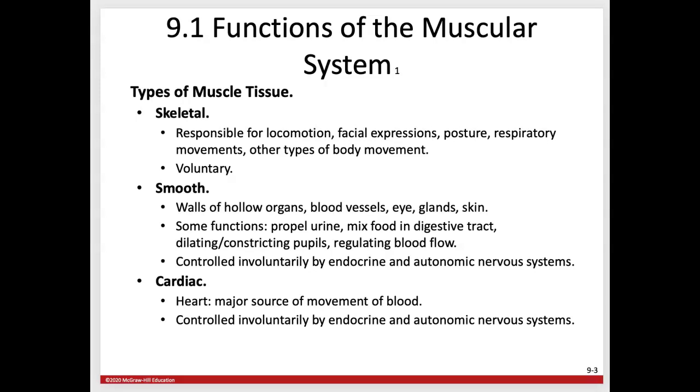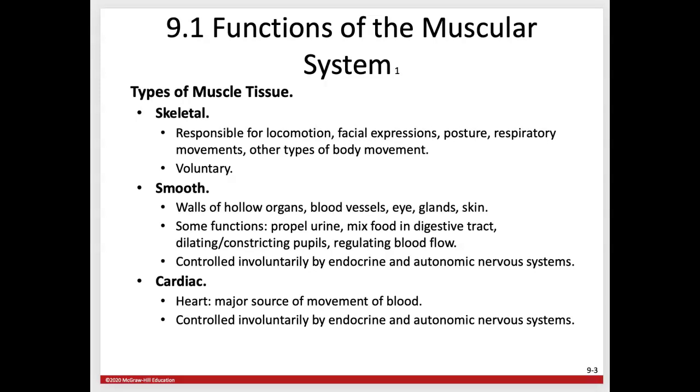Smooth muscle is found in the walls of hollow organs, in blood vessels, in the eyes, glands, skin. Some functions for smooth muscle include propelling urine, mixing food in the digestive tract, dilating and constricting pupils, and regulating blood flow. This is involuntary, so it happens without our conscious knowledge.